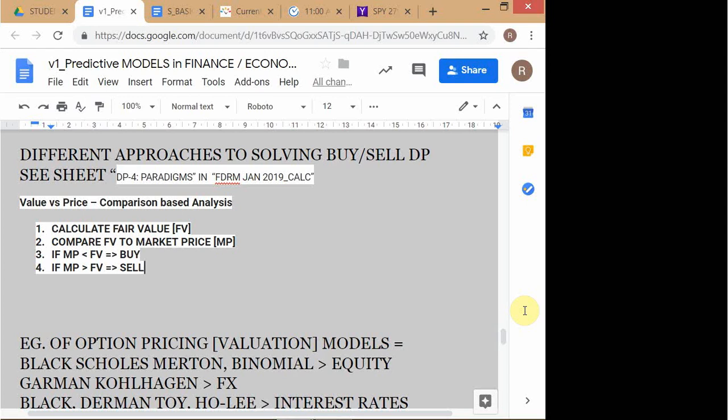So now can you see that there is an important philosophical difference between the TA approach and all these FA approaches? Because in TA you are not concerned with value at all. You don't really care what value is. Whereas in this approach, you are always comparing price to value.